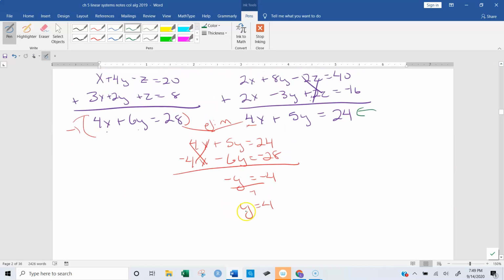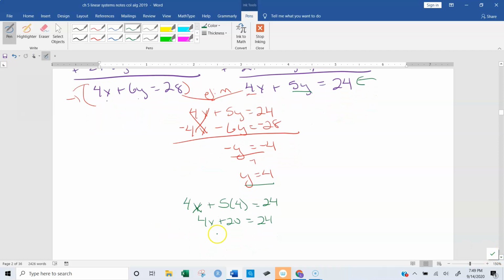Okay, so I'm going to take this y and I'm going to plug it in right here and we're going to solve for x. So now we have 4x plus 5, that's an x, times 4 equals 24. So 4x plus 20 equals 24. Subtract the 20 from both sides. You get 4x equals 4. So x equals 1. Okay, you have the x and the y.